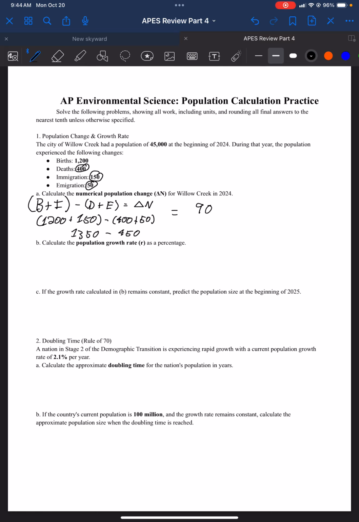equals 900. So the question was asking, calculate the numerical population change. So my delta N is 900 people.